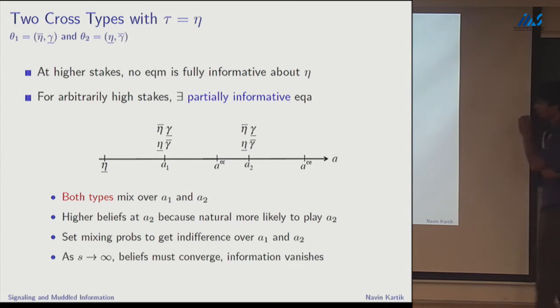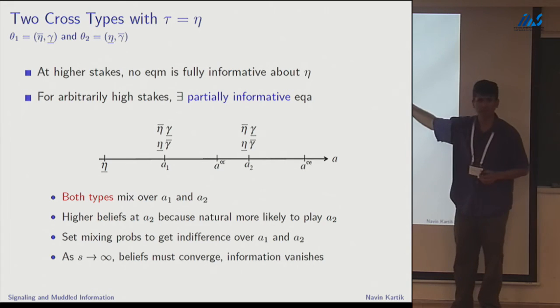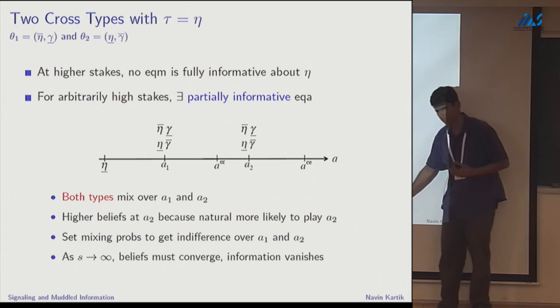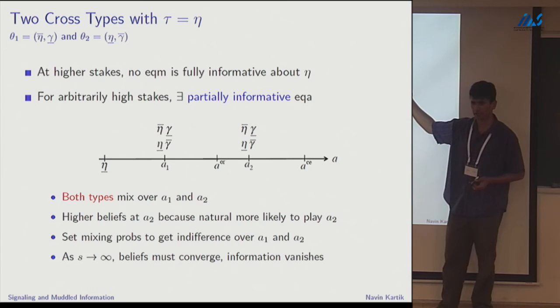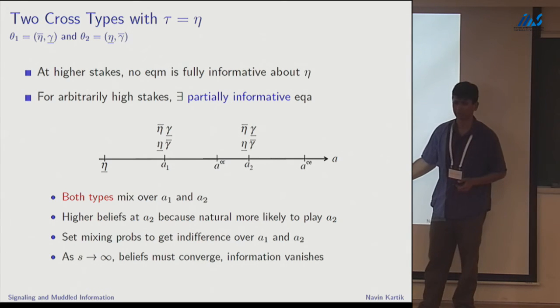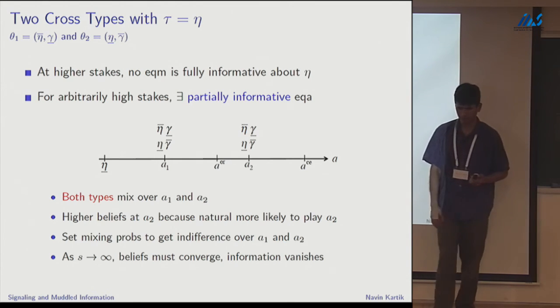Okay, so now here's another thing to notice. What I've just argued is that no matter how large stakes get, there's going to be partially informative equilibria in this model. However, you can get a sense of a comparative static that we're after. As stakes get large, the information must vanish in these partially informative equilibria. What do I mean by information must vanish? I mean that the market belief must equalize at these two actions. So the mixing probabilities converge.